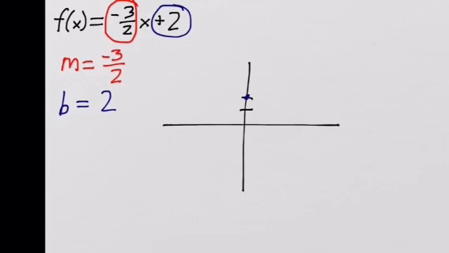Well, now this m equals negative 3/2 tells me for every 2 spots I move to the right, I move down 3. So, if I go 2 to the right, I'm going to go down 3. So, 2 to the right, then down 1, 2, 3. And I'll put a dot there.